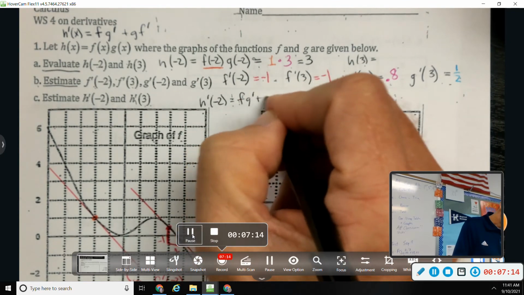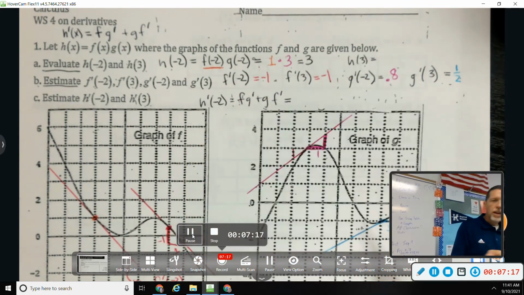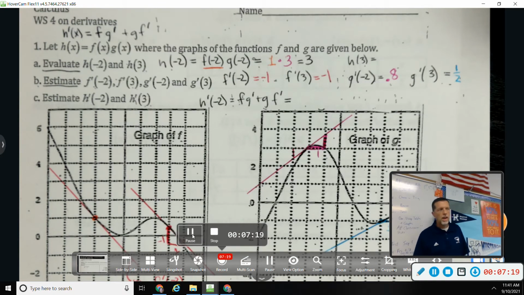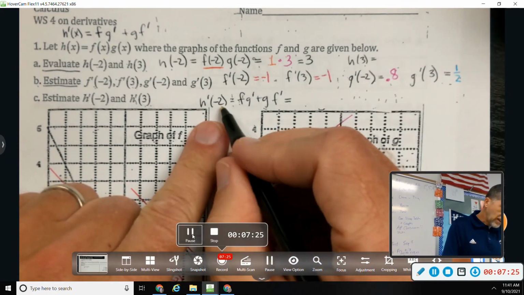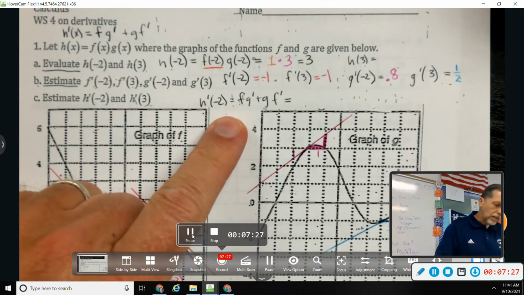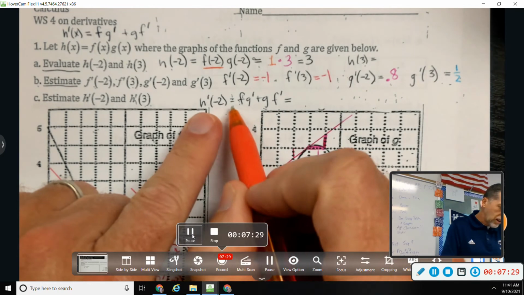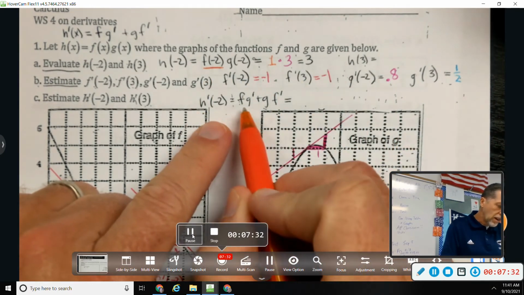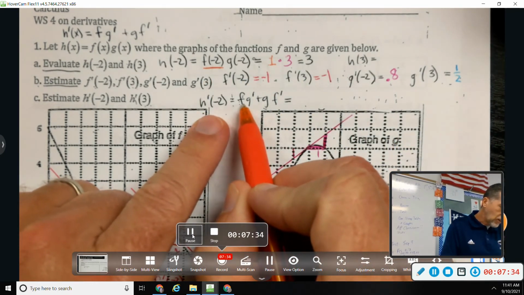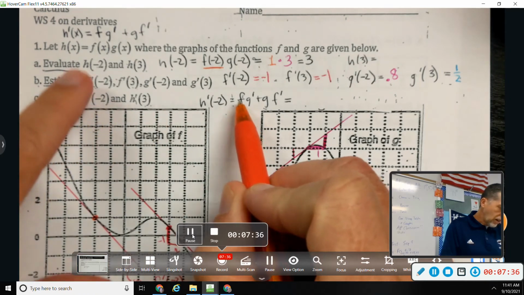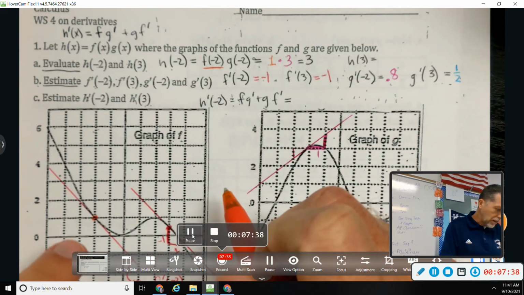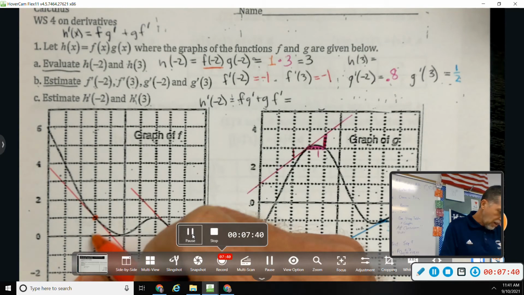F prime G plus G F prime. And I think we've already found all the pieces. So let's look back through our answers. At -2, and this is where I messed up first period. There's just so many numbers floating around. F of -2. Oh, we haven't found it yet, but on the graph, F of -2 is 1.